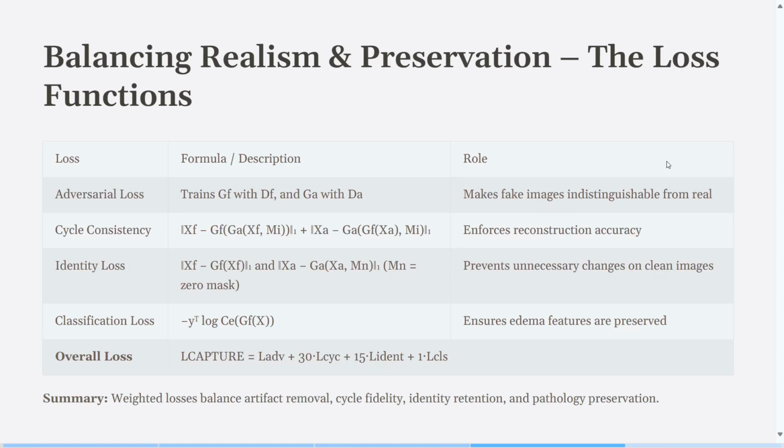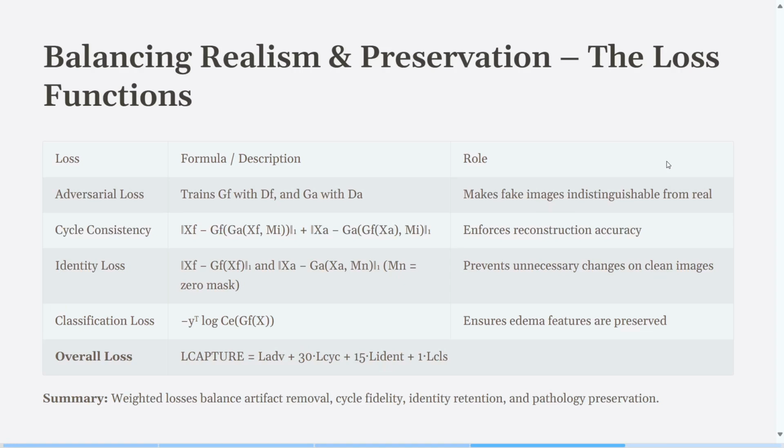Third is the identity loss. It prevents unnecessary changes when clean images are passed through the generators. For example, GF should not alter XF. And finally, we have the classification loss as the fourth loss, from the pre-trained classifier C. It penalizes the generator GF if the cleaned image loses the features that were important for diagnosis.